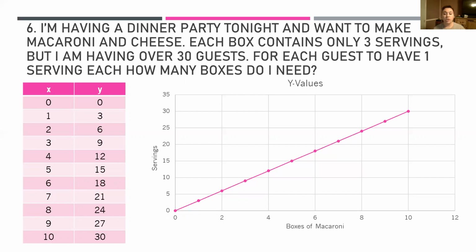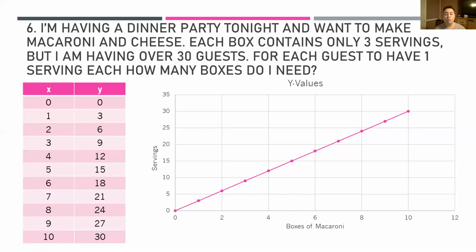And so this is how it would look on a line chart. So here on my x-axis, we have the boxes of macaroni. And then here on my y-axis, we have servings. So if you look at our points, you would plot your 0, 0, and then here in between 0 and 2, we'll have 1. And so that'll be our 3. 2 is 6. 3 is 9. 4 is 12. 5 is 15. And 6 is 18, and so on and so forth.